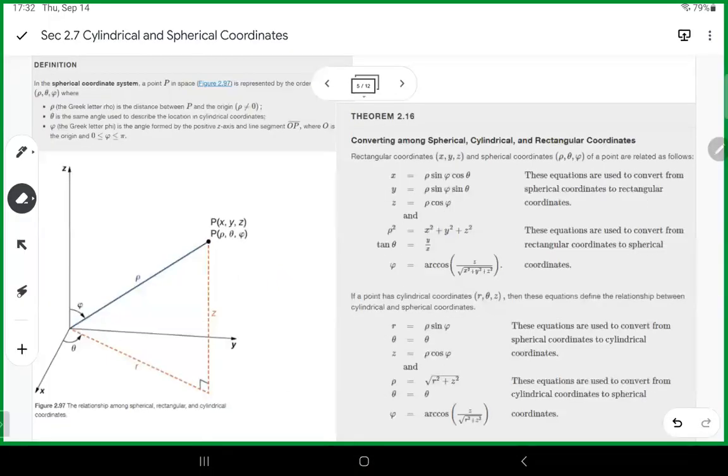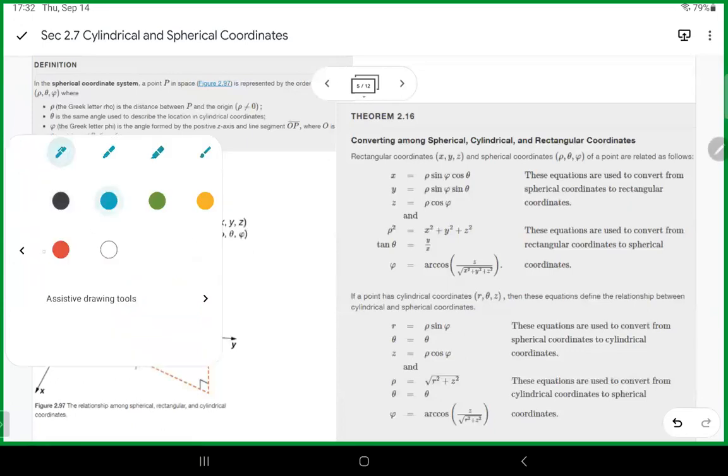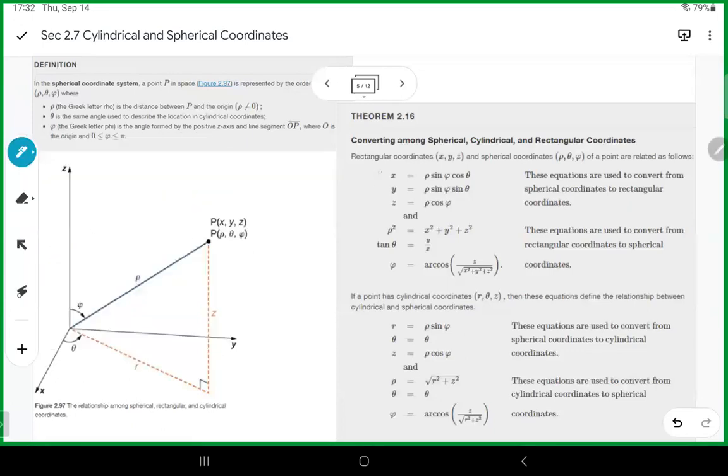Okay. All right, so this is where we left off. It's got the definition of a spherical coordinate system, and you can see the theorem 2.16 that we're going to use. It shows us our conversions, where we have rho, theta, and phi, however you want to say it. And then we have our statements here that we're going to end up using quite a lot. So you'll definitely want to write these ones down.